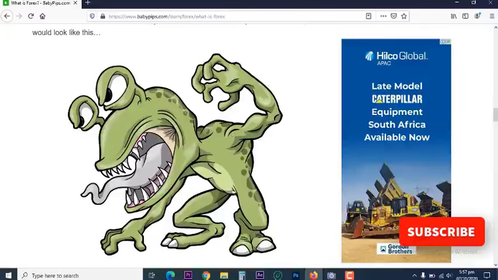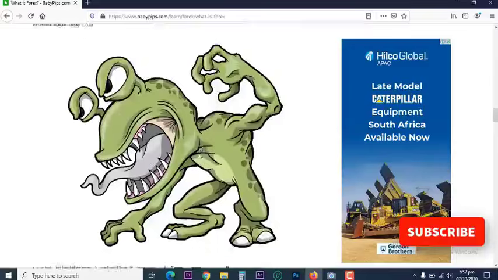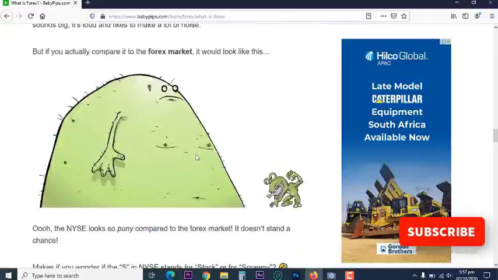Look at this monster here, right? This you can see, oh, it's very huge, it's very big. What a monster, right? This can be related to the New York Stock Exchange, which is trading 22.2 billion US dollar daily. However, if you compare the foreign exchange markets, you can see this tiny monster has reduced, and now another enormous vicious monster is here.